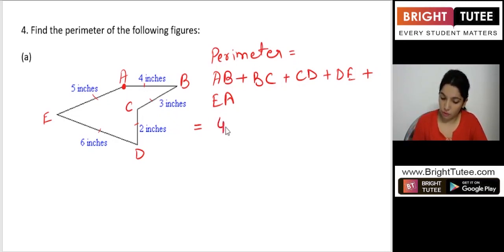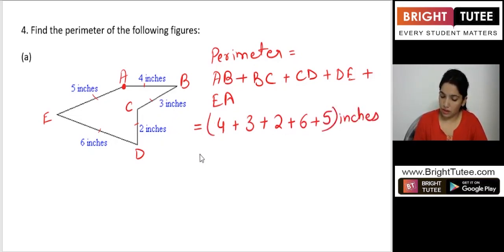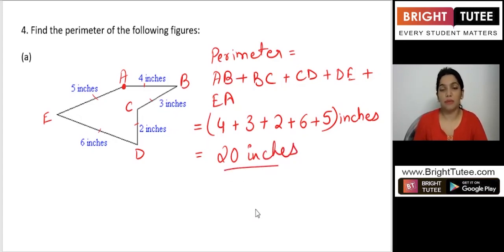So it is 4 for AB, then 3, then 2, then 6 and then 5, and everything that we have got is in inches. Now let us add them together. 6 and 4 is 10, 10 and 5 is 15, and 5 more is 20 inches. Clear? I'm sure it's simple, but a little practice and being accurate with your numbers is going to give you the right answer.